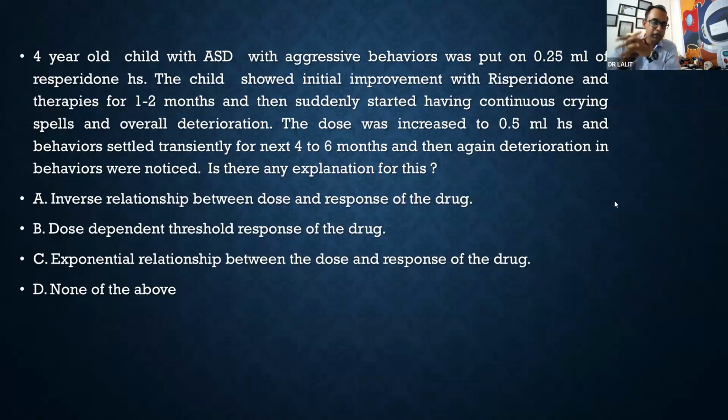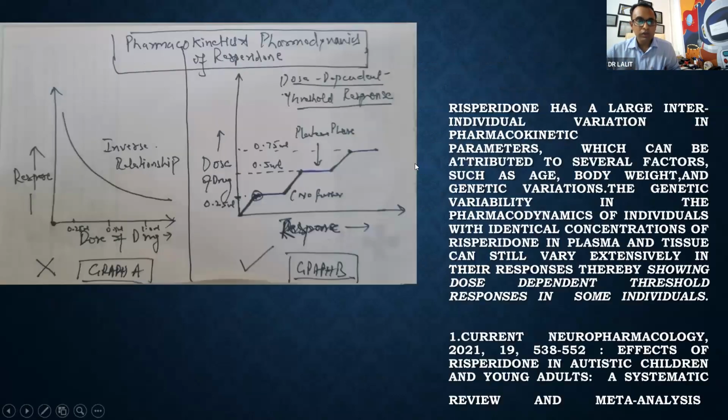Okay. So here the correct answer is B, that is, there is a dose-dependent threshold response of the drug. Now, risperidone is a very peculiar drug which shows such a typical threshold response in relation to dose and response. So let's see what exactly this dose-dependent threshold response means. Risperidone has typical individual variations in pharmacokinetic parameters, which can be attributed to several factors such as age, body weight, and genetic variations. The genetic variability in the pharmacodynamics of individuals with identical concentrations of risperidone in plasma and tissue can still vary extensively.